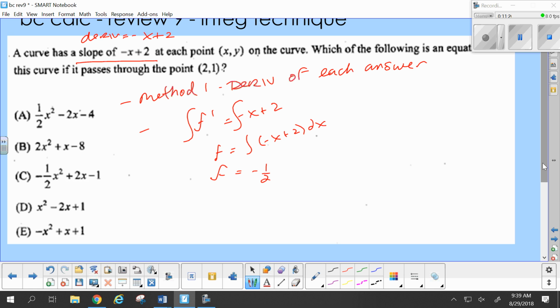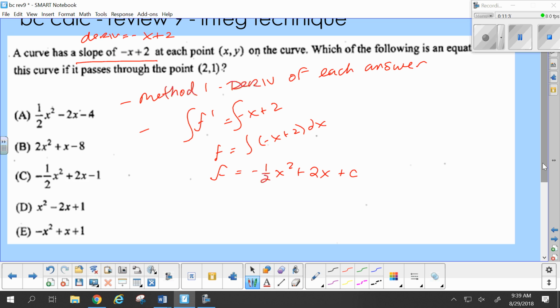Negative 1/2 x squared plus 2x plus c. Now I felt like they didn't do a very good job test making here because they should have given you a good distractor where you really had to integrate. But oh well. How do I find the c?